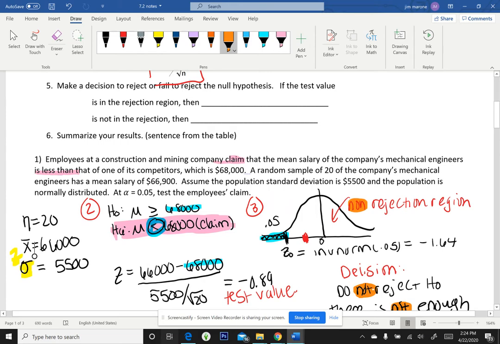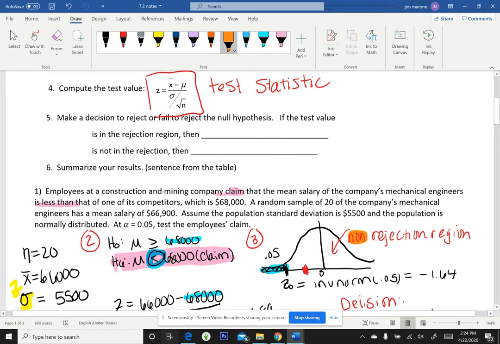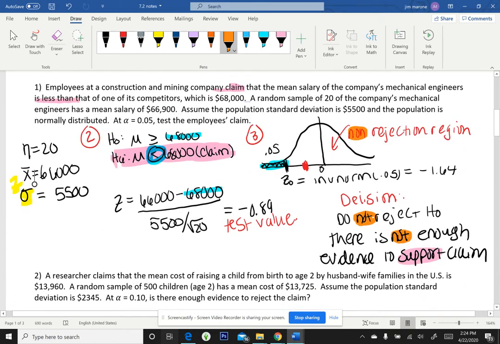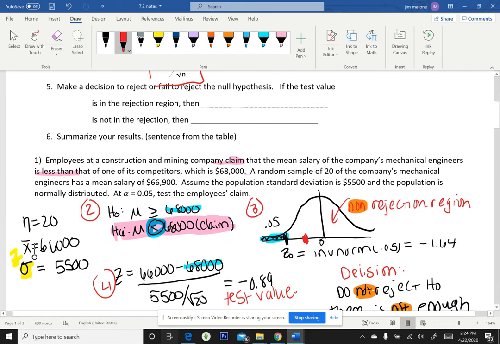And I should have labeled those. So that was step 4 to find our z. Step 5 is to make your decision, which is right there. So if the test value is in the rejection region, then you reject the null hypothesis. If it's not in the rejection region, you do not reject the null hypothesis.